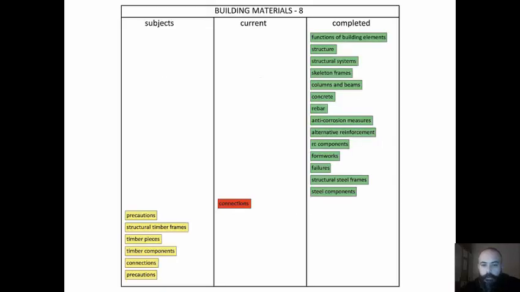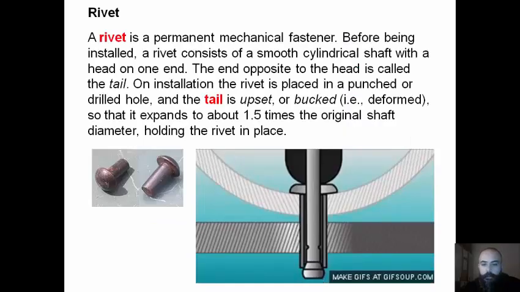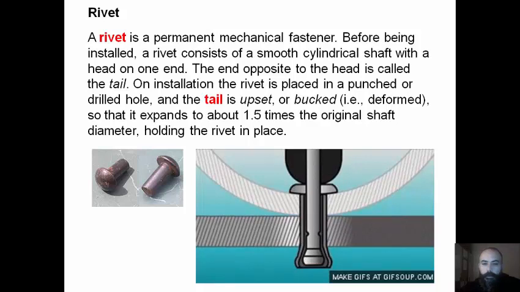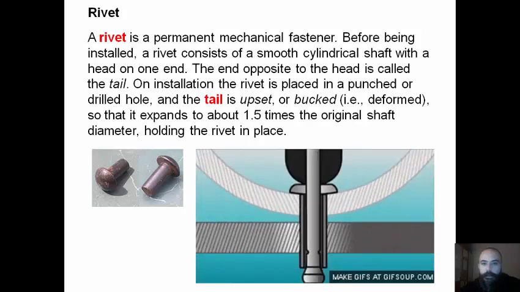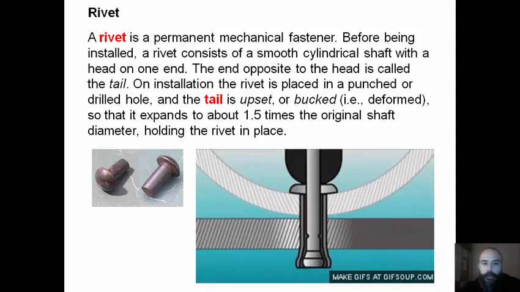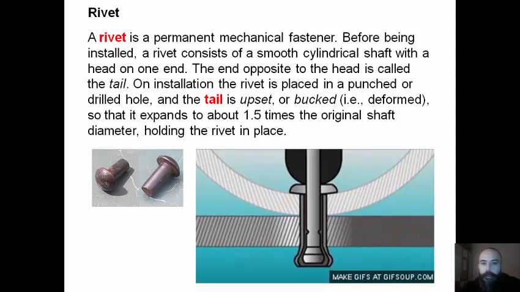Now we are going to examine the connections of different steel components. A rivet is a permanent mechanical fastener. Before being installed, a rivet consists of a smooth cylindrical shaft with a head on one end. The end opposite to the head is called the tail.